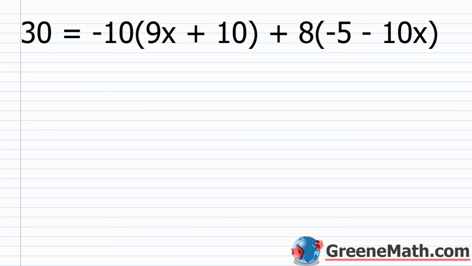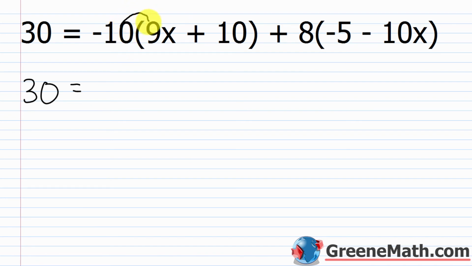All right, let's take a look at another one. We have 30 equals negative 10 times the quantity 9x plus 10 plus 8 times the quantity negative 5 minus 10x. So again, I want to simplify each side separately. So I have 30 on the left. Nothing I can really do with that. On the right, I'm going to use my distributive property.